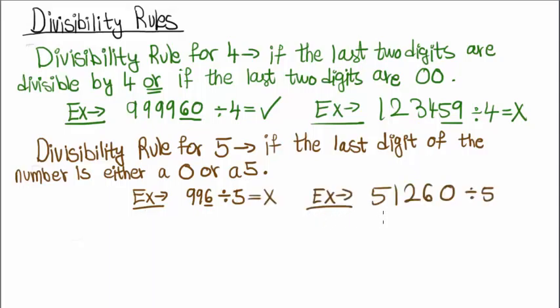On the other hand, a number such as 51260 is indeed divisible by the number 5 because the last digit of this number is either a 0 or a 5.